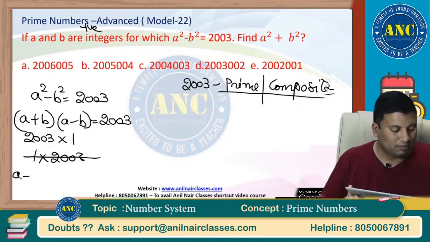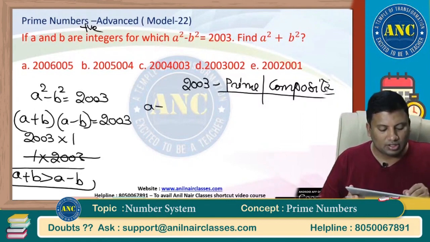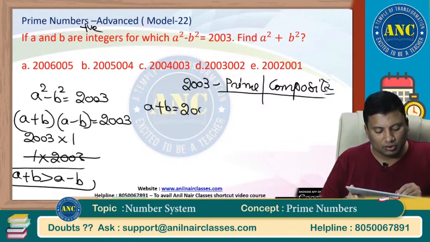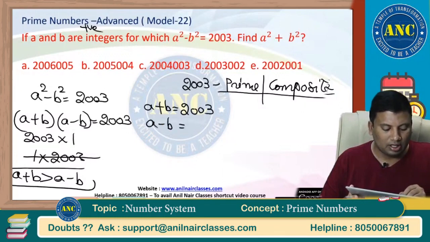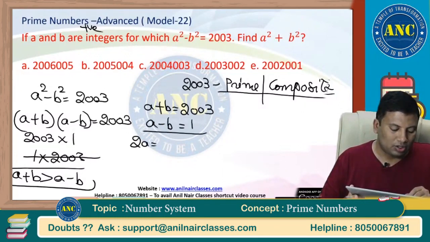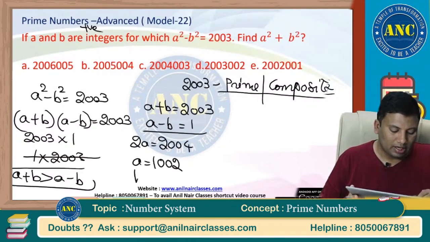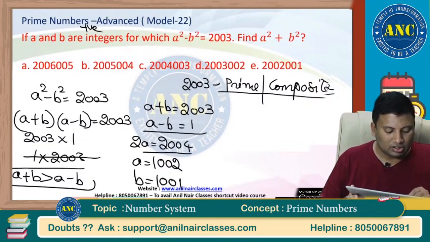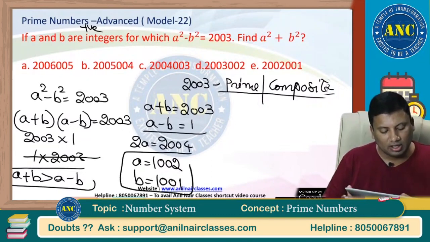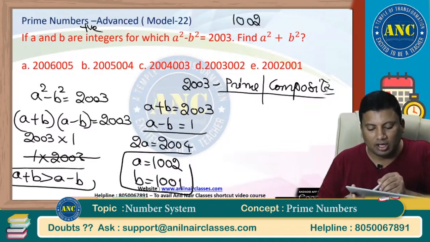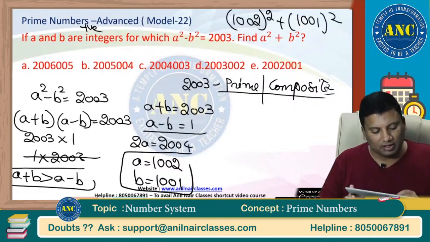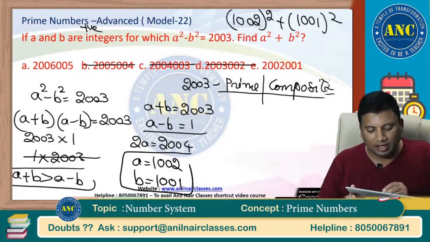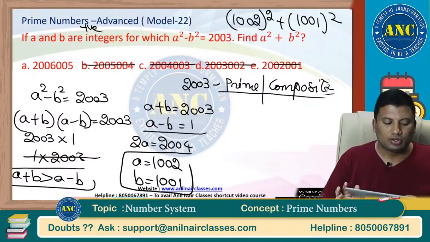Sum of two natural numbers is always greater than the difference between the natural numbers. That means A plus B is 2003 and A minus B is 1. So 2A is equivalent to 2004, A is 1002 and B is 1001. Now A square plus B square is 1002 square plus 1001 square. The unit digit is 4 plus 1, 5. The answer's unit digit should be 5, so all the other options are eliminated.